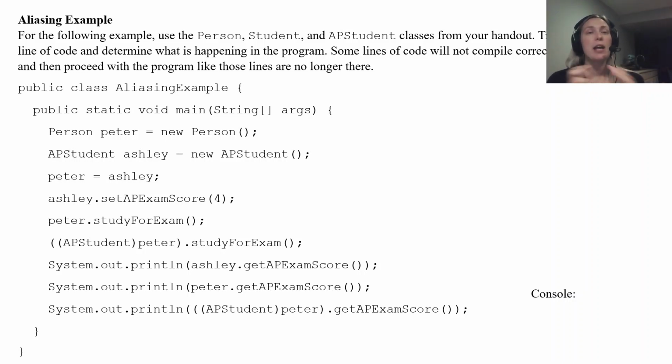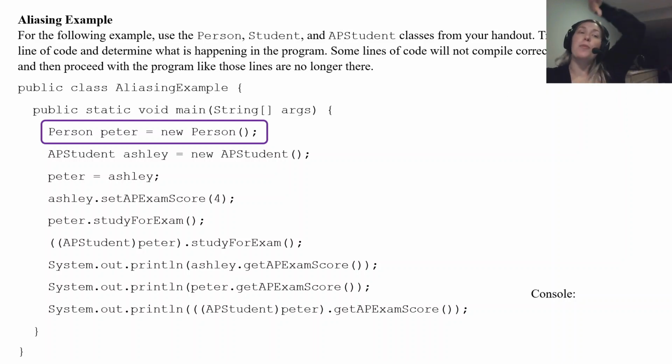So for the following, again, we're using Person, Student, AP Student. We're going to trace through this program and determine what is happening. There are some lines in here that are not going to compile correctly, so we're going to identify them and just proceed like they weren't even there. Okay.